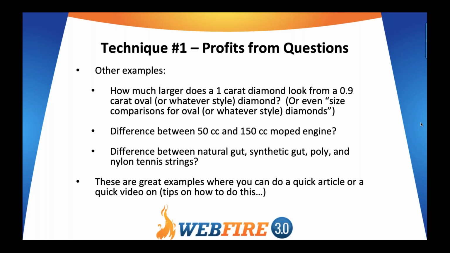Or an example in tennis might be, what is the difference between natural gut, synthetic gut, poly and nylon strings? That's basically strings that you can put in a racket. Each one has a different feel and essentially purpose. And someone who's newer sees all these options of what they could string their racket with, and they just might not know what is a good fit for them.